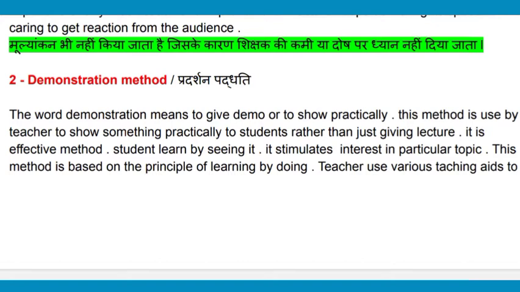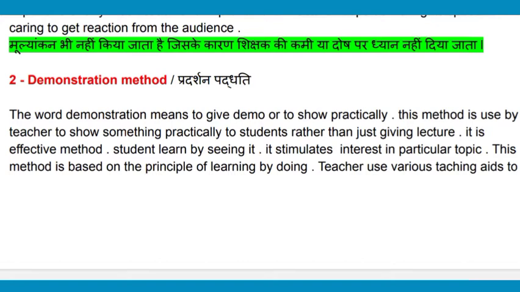So it is basically a demo, that the teacher gives practically, and this method is used by the teacher to show something practically to students rather than just giving a lecture. It is a very effective method. Students learn by seeing it, so it stimulates interest in a particular topic. If the teacher is showing students models, then students also become very interested to learn something. So it is very effective also.